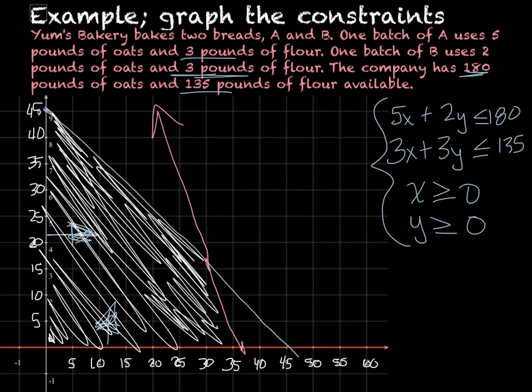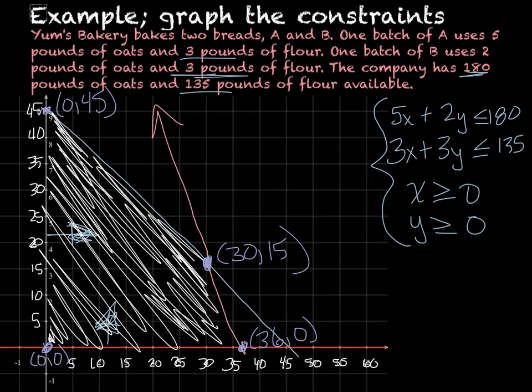And your intersection points, let's mark those. Right here, this is actually going to be the point 30, 15. This is going to be the point 36, 0. This is the point 0, 0, obviously. And then we have the point up here, which is 0, 45. These points are going to be important in our next example.